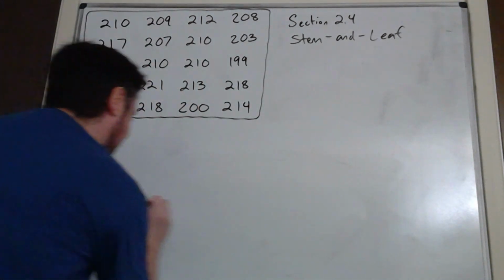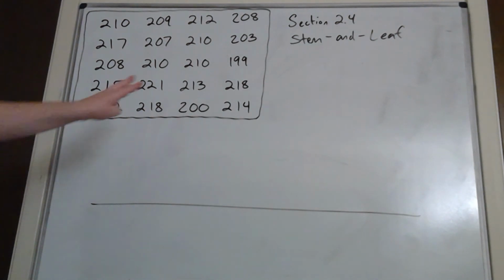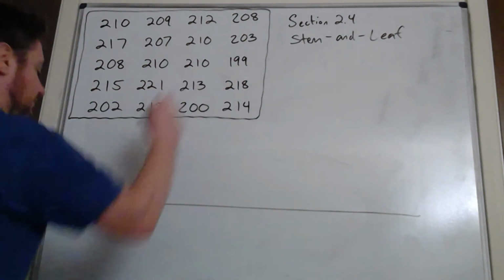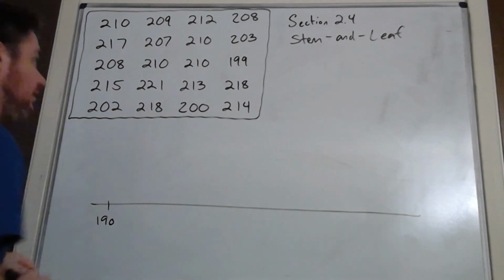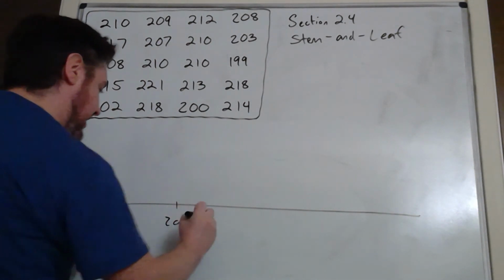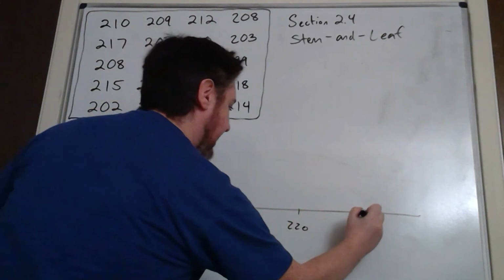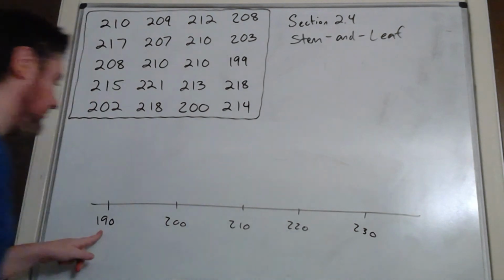If you were doing that, just to include that here, because I didn't really do one on the board, you would want to include at least your lower number. So here I could do 190, and then I could do 200, and then 210, and 220, and 230. So make sure I've got my ranges in there.